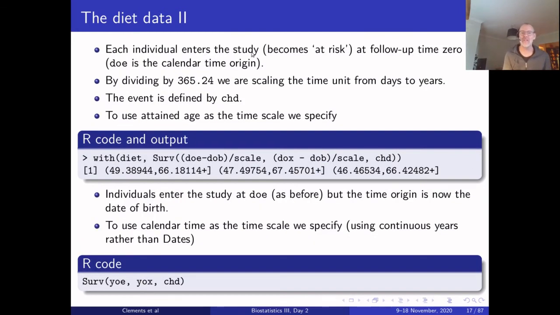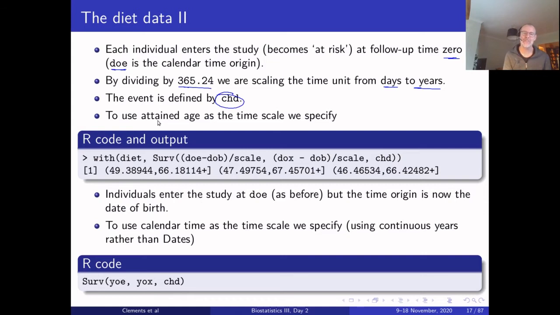So each individual enters or becomes at risk at follow-up time 0 in these examples, because DOE is the calendar time of origin. When we divide by 365, we go from days to years. The event is coronary heart disease.